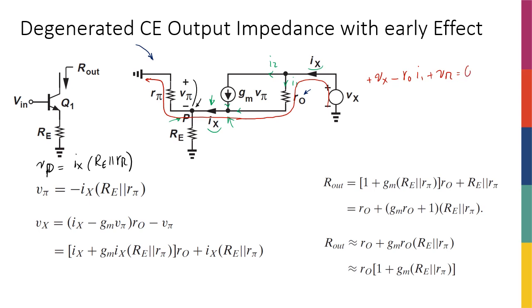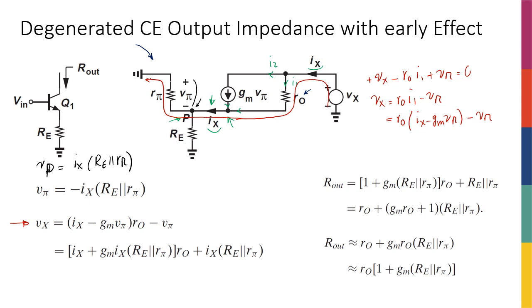Okay, and then I can say that Vx is going to be equal to R naught I1 minus V pi. And then I1 is really using KCL. I can say that it's basically Ix minus I2, I2 being GM V pi, so it's Ix minus GM V pi. Then minus V pi, and that's how I get this expression. So Vx is equal to Ix minus GM V pi times R naught minus V pi.